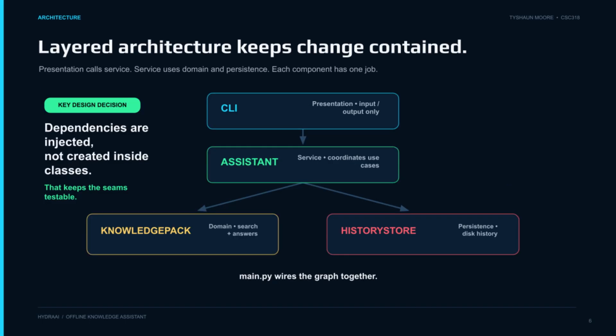The architecture is layered. The CLI is the presentation layer. The assistant is the service layer that coordinates things. The knowledge pack is the domain layer that does the matching, and the history store handles persistence. Each layer only talks to the one below it. The key decision here is dependency injection. Nothing builds its own dependencies. That's what makes the whole thing testable, and you'll see why on the testing slide.